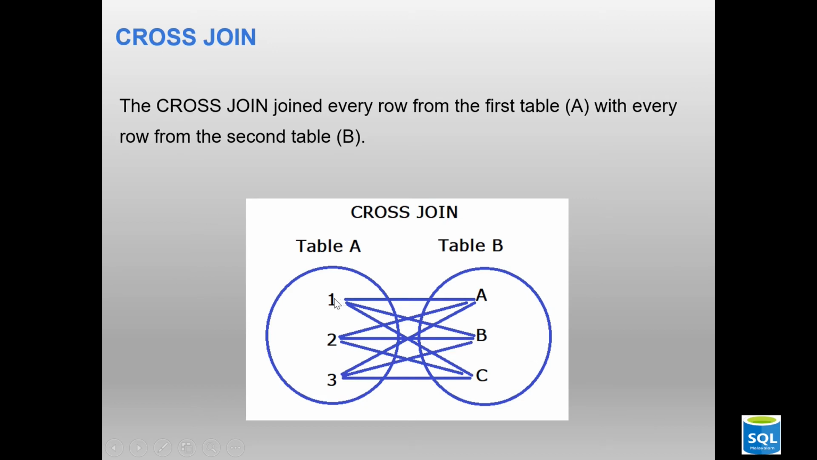That is, the first row will join with A, B, C. The second row will again do the same, and the third row will again join with A, B, C. So in total I will get 9 rows in the cross join. There is no ON condition. It is just pulling all the records from both tables for each combination. So let's move on to the example.